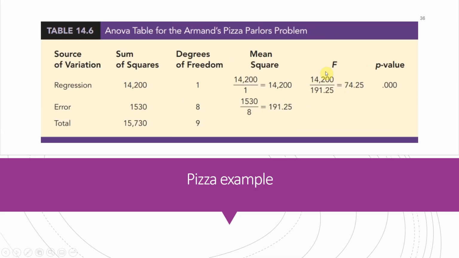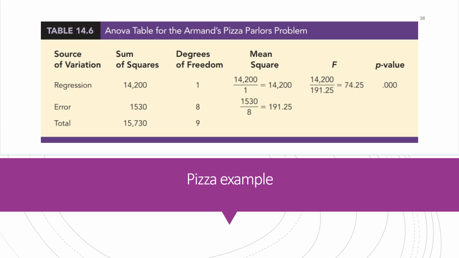So if we look at the pizza example, we already have these values. We calculated the degrees of freedom already. We already calculated the mean square error. So this is the mean squared for the regression. If we just divide those, we get our F statistic. And that's very large as well, so it is also significant.